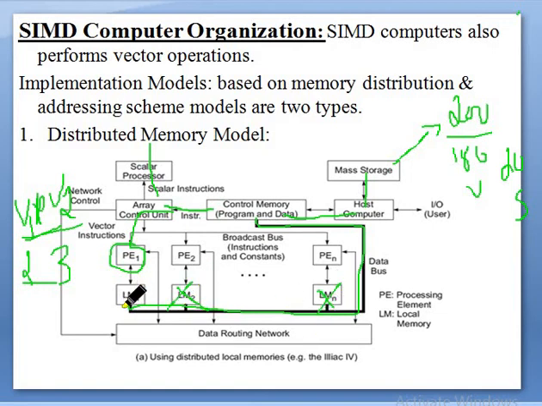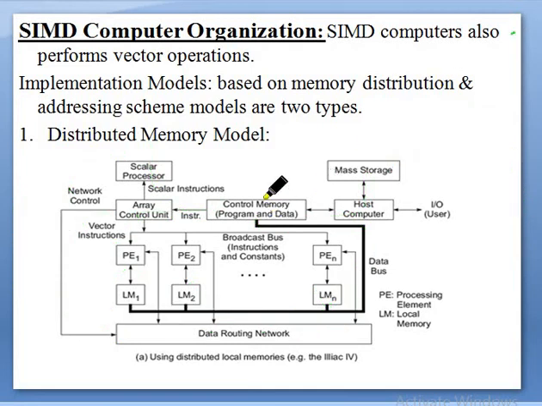So finally what happens? They will execute and the result is updated in the routing network. The routing network is also controlled by the array control unit, because it is the controlling part, so it has to control all the activities taking place in the system. So what is distributed here? Distributed means this data is distributed among multiple local memories.